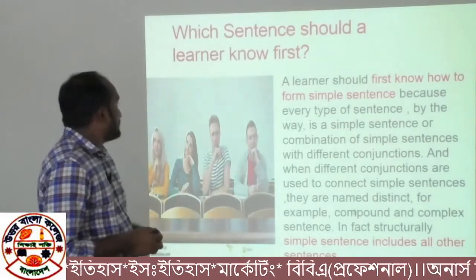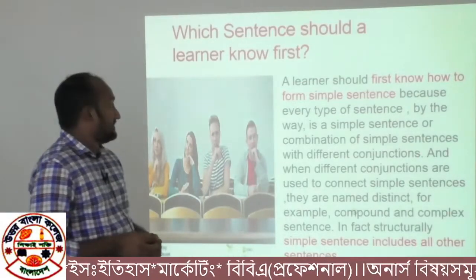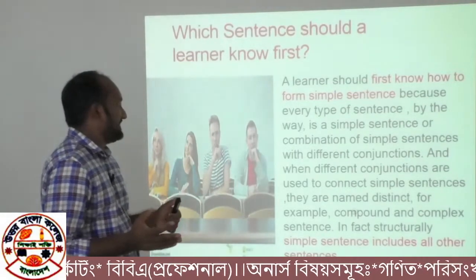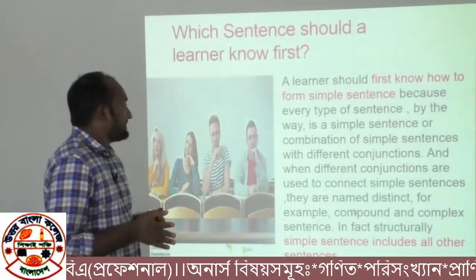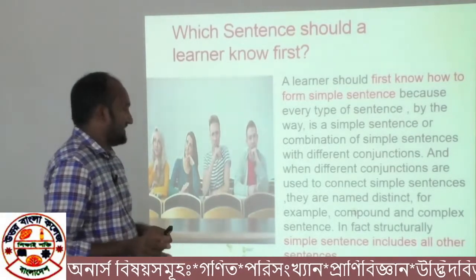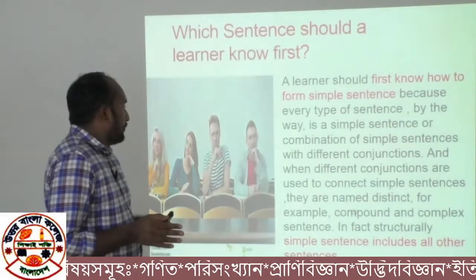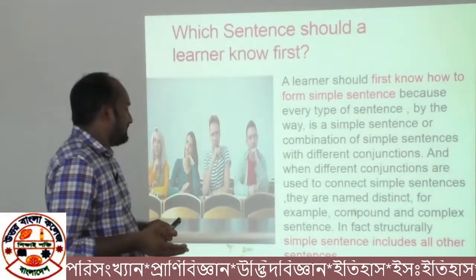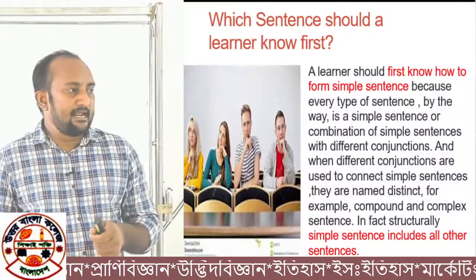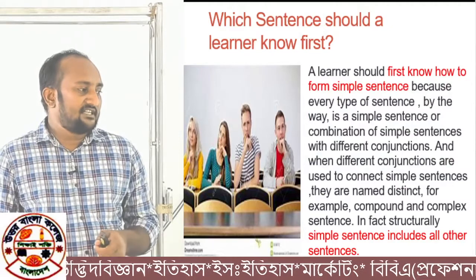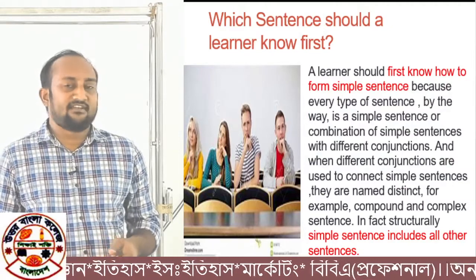So they do not ignore English. And which sentence should a learner know first? A learner should first know how to form a simple sentence, because every type of sentence is a simple sentence or a combination of simple sentences with different conjunctions. When different conjunctions are used to connect simple sentences, they are named differently, for example, compound and complex sentences. In fact, a structurally simple sentence includes all other sentences.